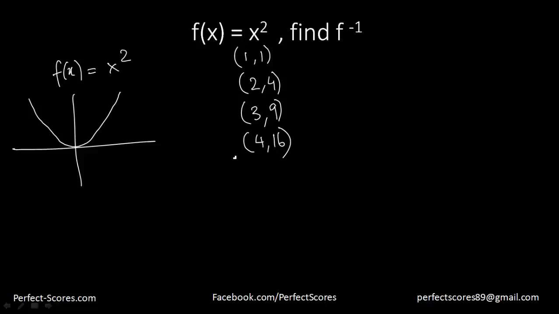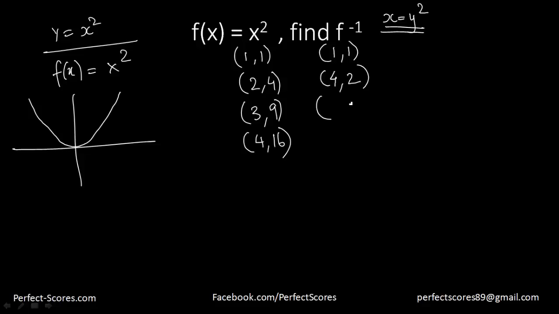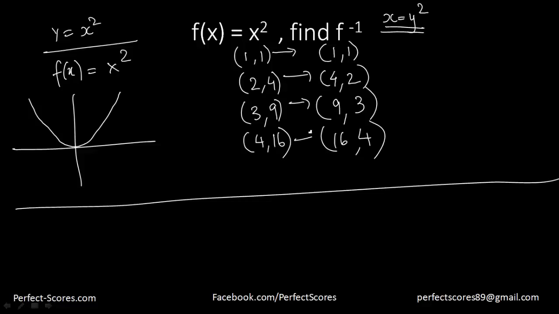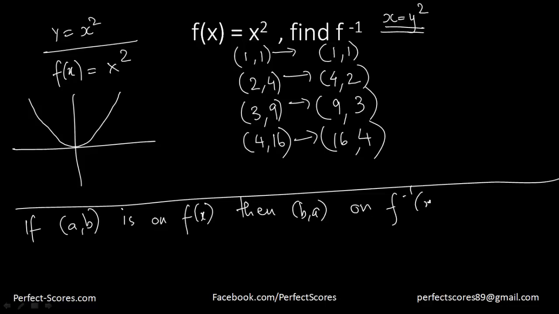Now if I find the inverse of this function, so this is y is equal to x squared, the inverse is x is equal to y squared. Now x is equal to 1, y is equal to 1 is going to be on the function. Y is equal to 2 and x is equal to 4 is going to be on the function. Y equal to 3 and x is equal to 9, y is equal to 4 and x is equal to 16, are going to be on the function. That means from here I think you can easily make out that if a comma b is on the function, then b comma a will be on the inverse of the function.